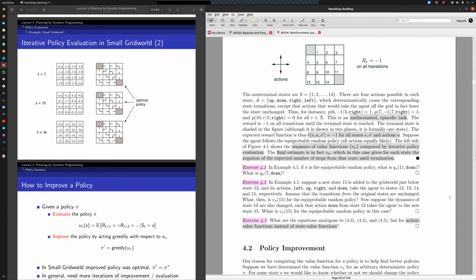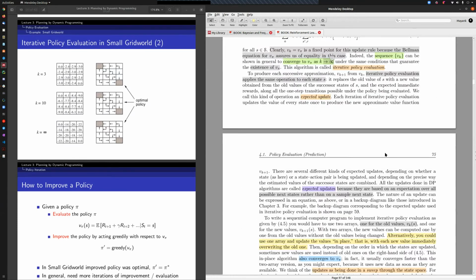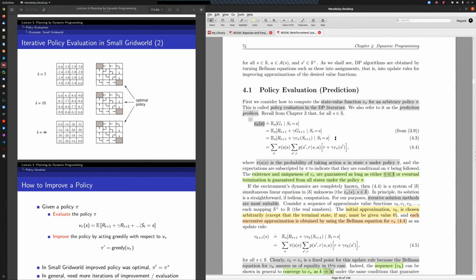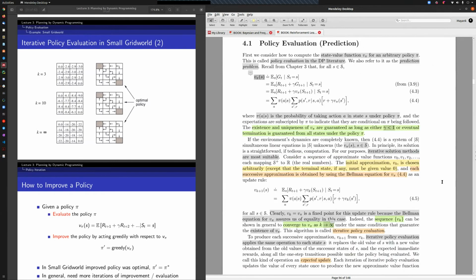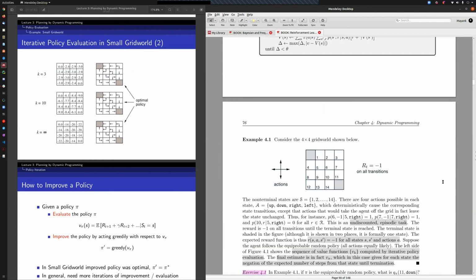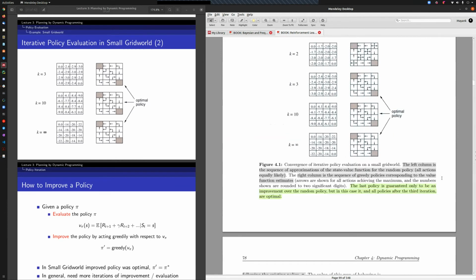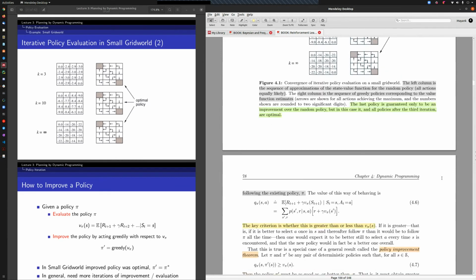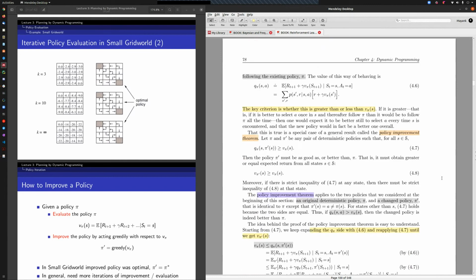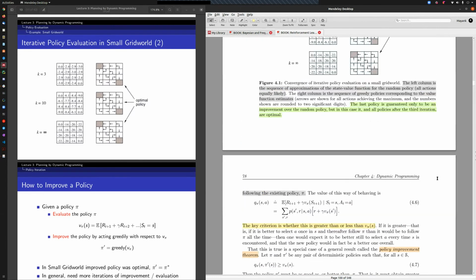And then for exercise 4.3, we just had to convert it to action values instead of the state values, the 4.1, 4.2, and 4.3 that we had. Cool. So now let's move ahead to the policy improvement theorem.